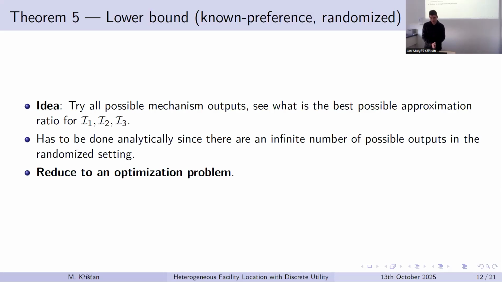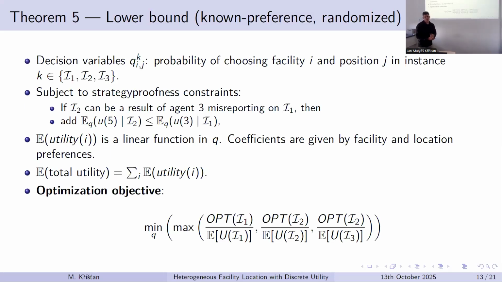So we will reduce finding this lower bound to an optimization problem. Our decision variables are the terms that define the joint probability. So q_{i,j,k} is the probability of choosing facility i at position j in instance k. For a fixed k, this has to sum up to 1 and has to be non-negative. So these are the decision variables for the problem. The constraints are the natural ones by definition, such that it is non-negative.